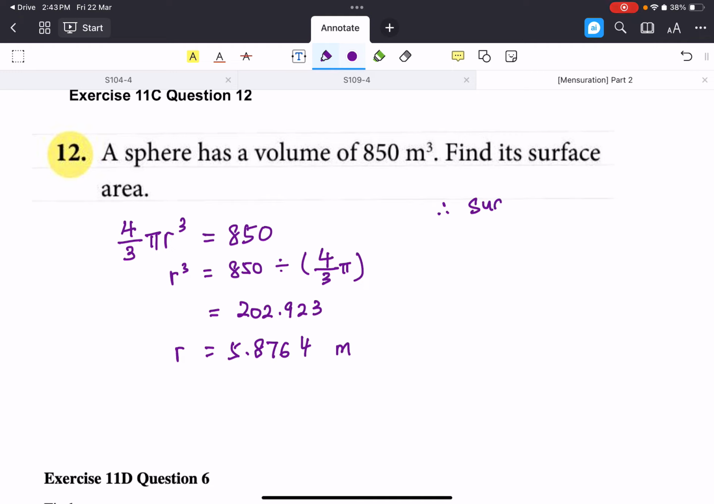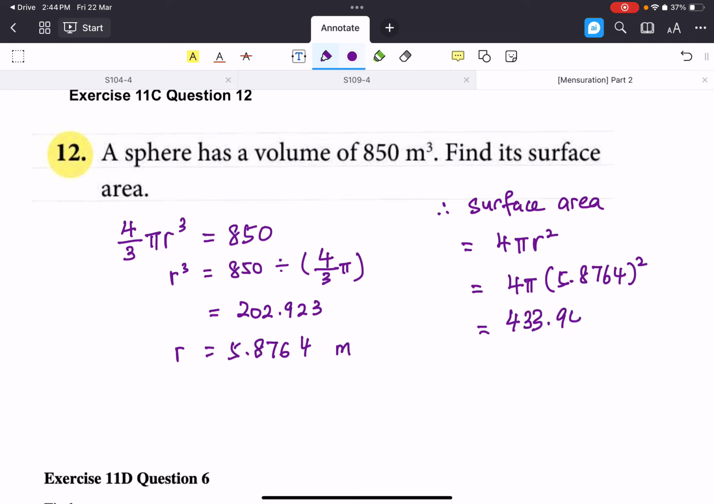Therefore, surface area of a sphere is 4 pi r squared. So it's 4 pi times 5.8764 squared, right? So you do that on the calculator, times pi, times 4, and that brings us to 433.94 square meters. And of course, again, non-exact, so 3 significant figures, 434 meters squared, 3 significant figures.